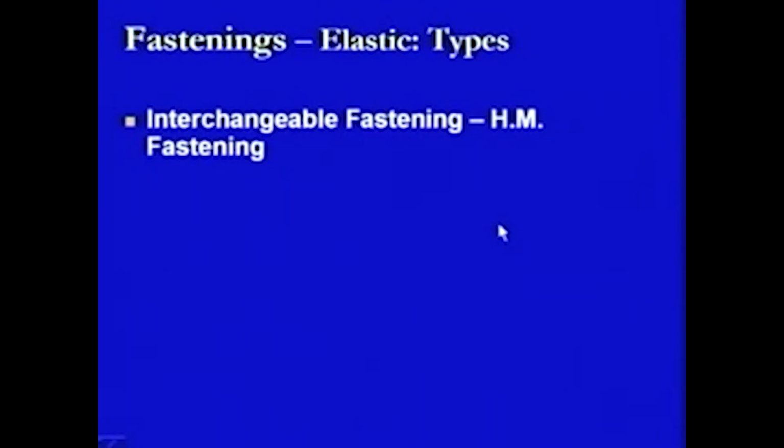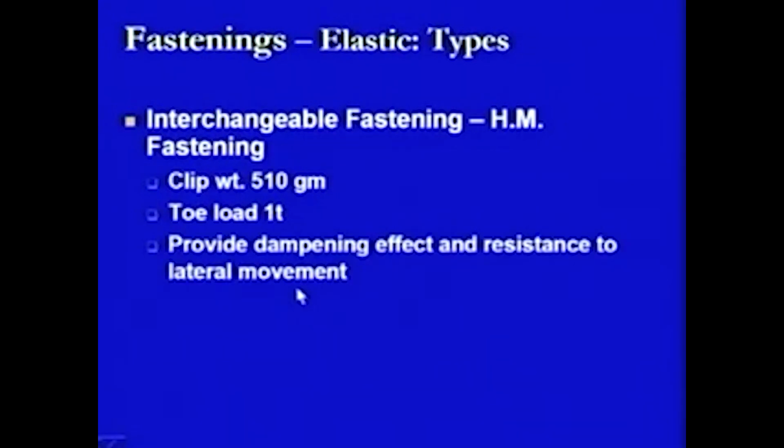HM fastening is one type of fastening which can be changed from one location to another location, and that is why the name interchangeable fastening has been given to this. This interchangeable fastening has a clip weight of 510 grams. The toe load is 1 ton, or 1000 kgs. It provides the dampening effect and resistance to lateral movement.